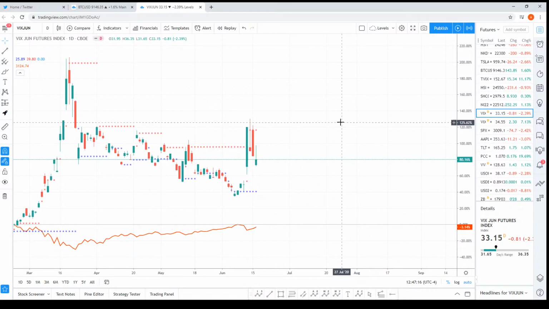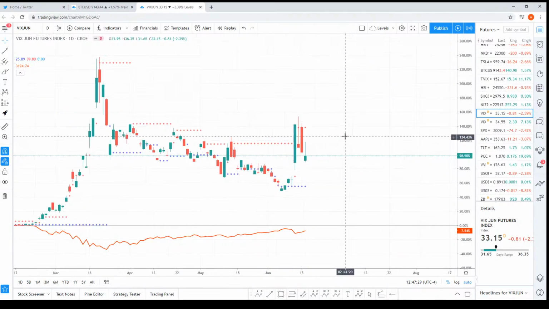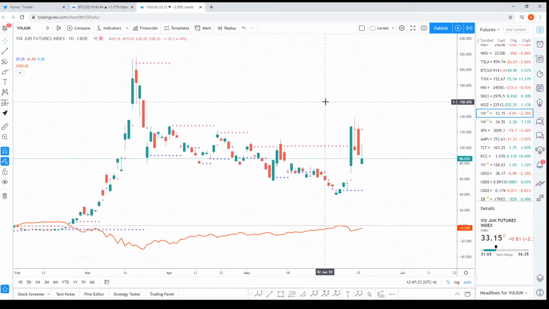Got the VIX. It's putting in one of my most favorite setups, the inverted hammer. I don't have the trend lines on, but there's a trend line here. It actually bounced off that trend line, I believe, if I recall correctly. Put in a green inverted hammer.